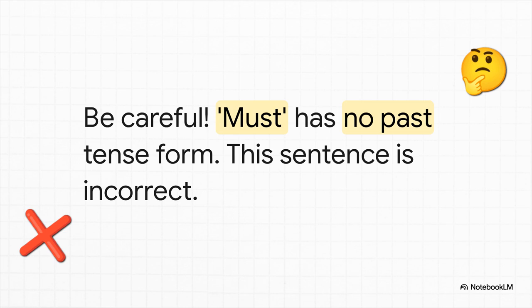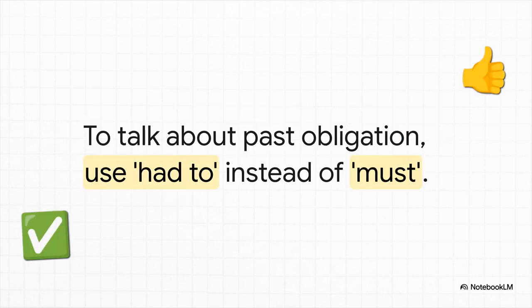But watch out. Here is a super common mistake. Must doesn't have a past tense form. You just can't say, when I was young, I must go to school. It sounds really strange to a native speaker. So what do you do? You just swap it out for its replacement, had to. When I was young, I had to go to school. That's the perfect way to talk about an obligation that was in the past. So remember, for the past, must becomes had to.